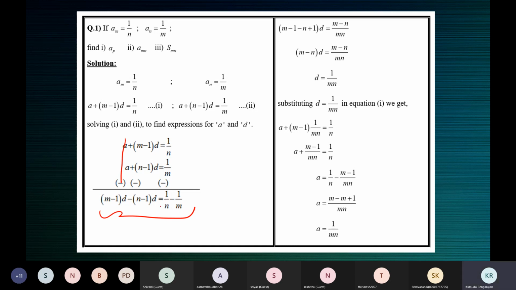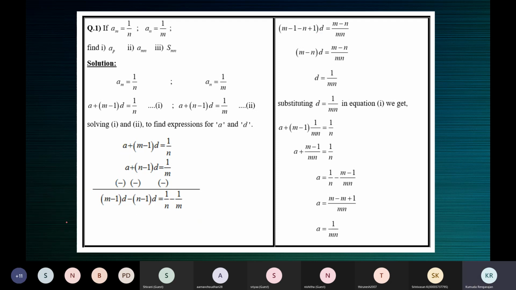That's what we do in the elimination method. Supposing we have to find the values of x and y. If you have eliminated x, that means you're trying to find the value of y. Similarly here, we have eliminated a. That means we are trying to find the value of d. So how do you find the value of d? Take out d common. d is in two places, here and here. So take out d common.